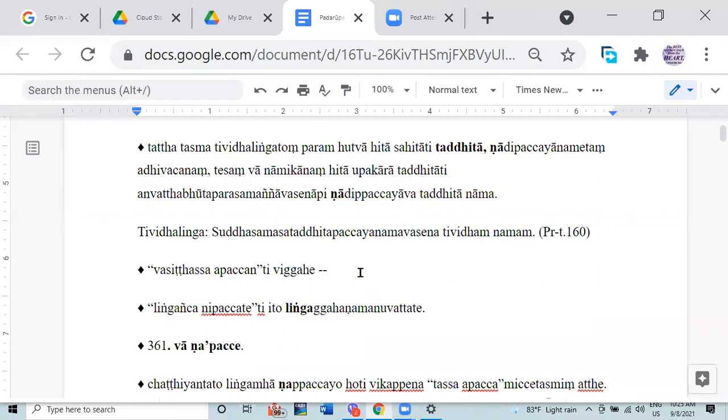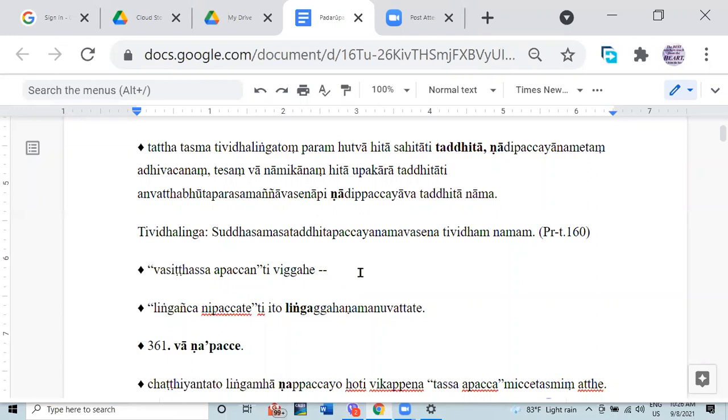Like sodha ja, samasa ja, and then Taddhita paccaya ja, sodha nama, sodha samasa Taddhita paccaya. So with nama, it should be, I think, kamatara samasa. It's like deity sanya, anatta sanya, anicca sanya, like this. I think, sambhavana kamatara samasa.